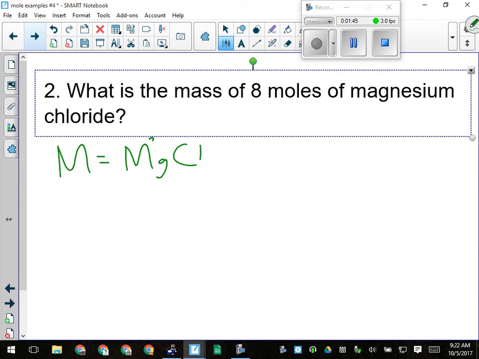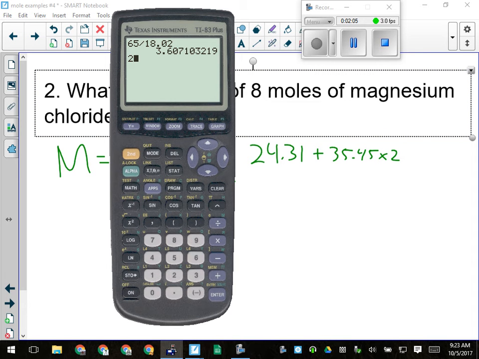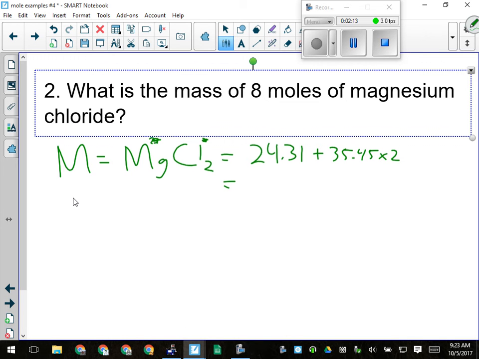So this is a 2 plus, this is a 1 minus, so we're looking at MgCl2, which is going to be 24.31 for magnesium plus 35.45 for our chlorine, and there are 2 of them. So we have 24.31 plus 35.45 times 2. That gives 95.21 grams per mole. The other thing we were told was the number of moles, 8.